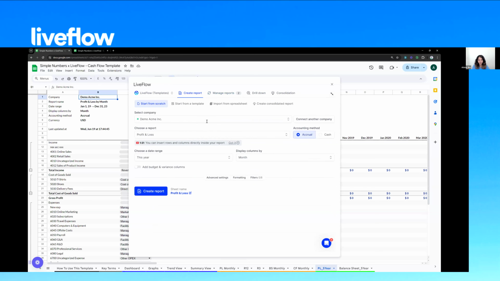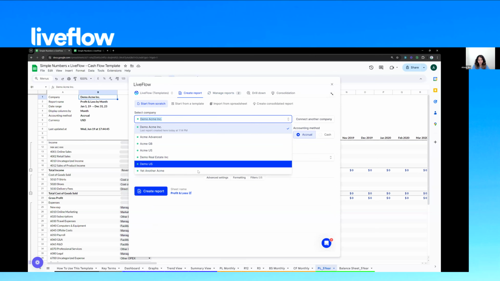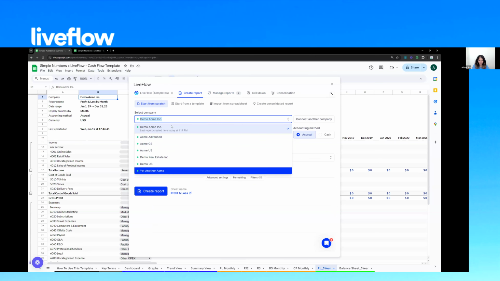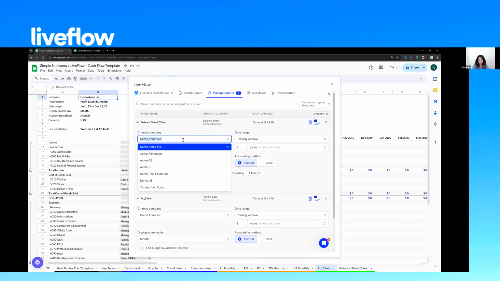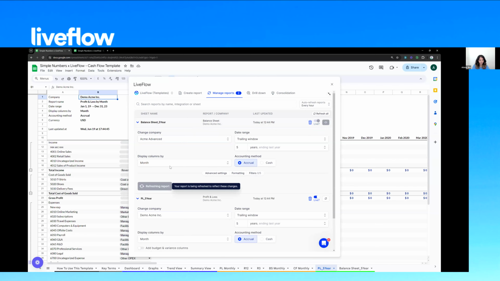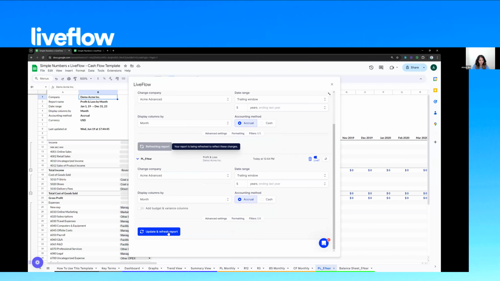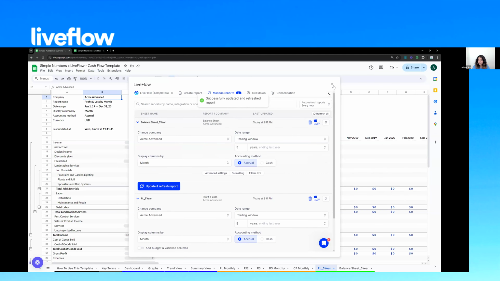So the first step is to connect all of your clients from QuickBooks in LiveFlow. In this case, I have some sample ones ready. And once I am happy with what it looks like, I just come here and change my company. I'm just going to go with Advanced in this case. You can also swap between accrual and cash if you're following the cash method of accounting.